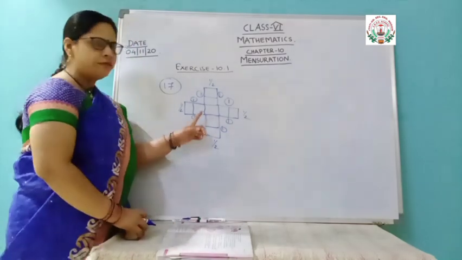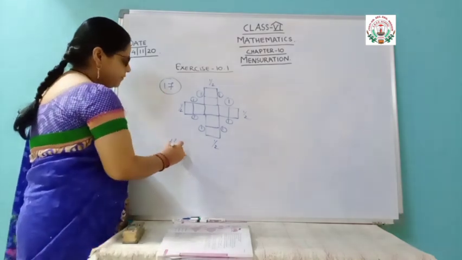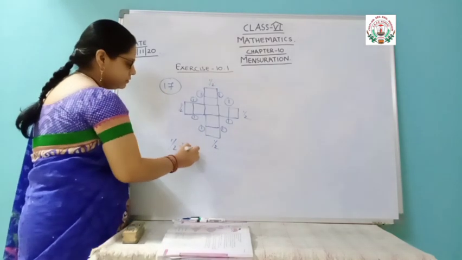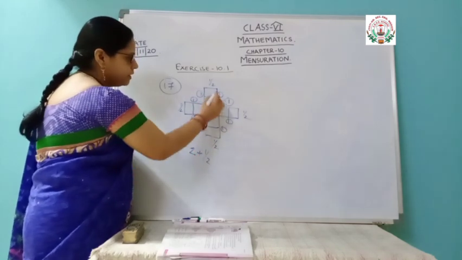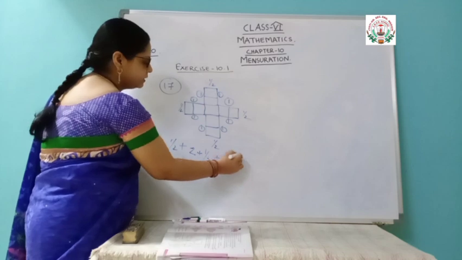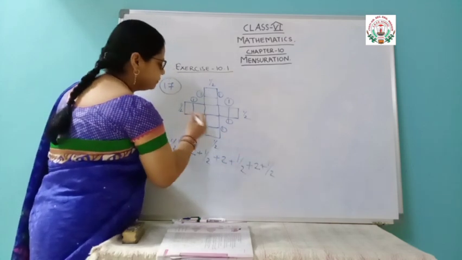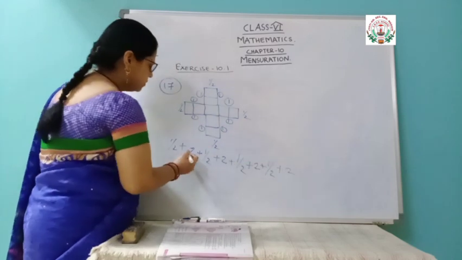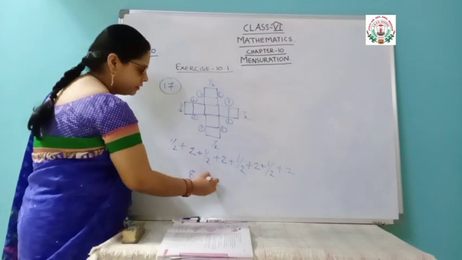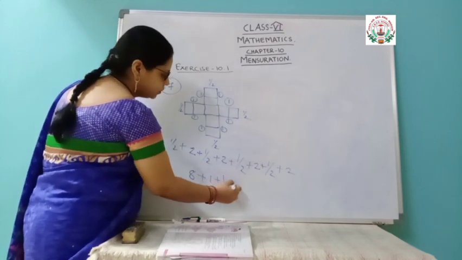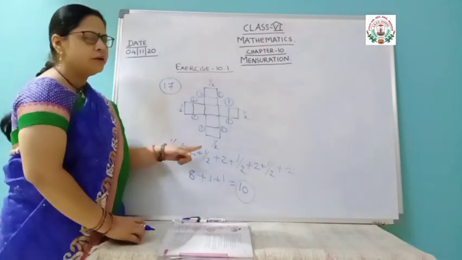So, how will you find out the perimeter? Perimeter is sum of all the sides. So, half plus 1 plus 1, directly I am writing here 2, plus half plus 1 plus 1 plus half plus 1 plus 1 plus half plus 1 plus 1. So 2, 4, 6, 8 plus half and half 1, half and half 1. So total 10. So this 10 is the perimeter of this arrangement.